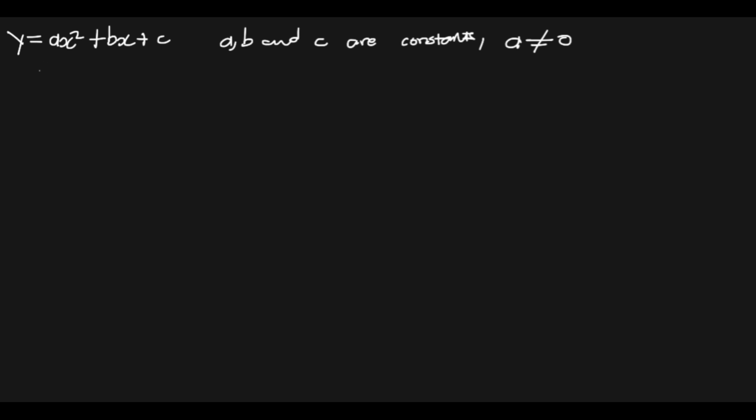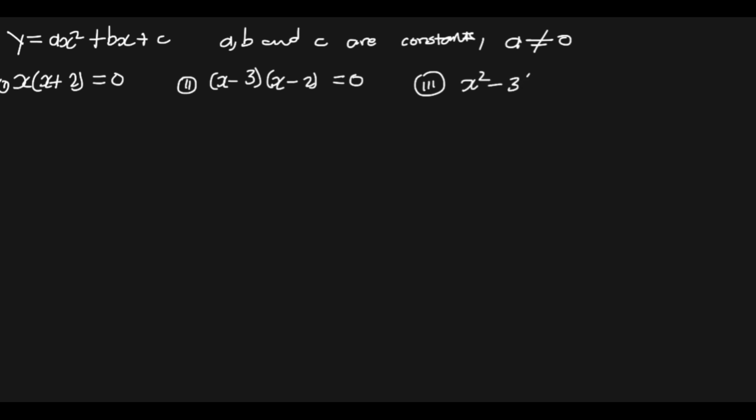Okay, now let's have the first example. Solve each of the following equations. The first equation: x, open bracket, x plus 2, is equal to 0. Our second one: x minus 3, x minus 2, is equal to 0. Our third one: x squared minus 36 is equal to 0.